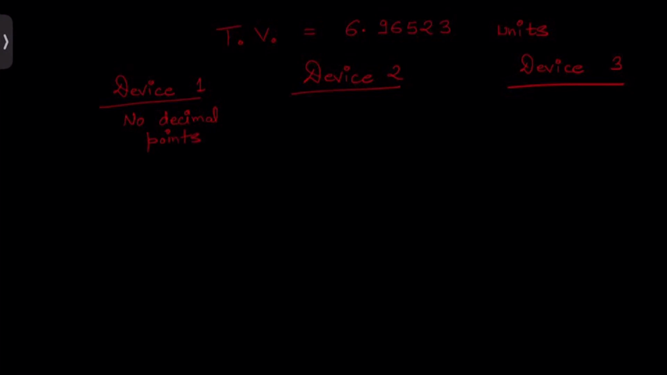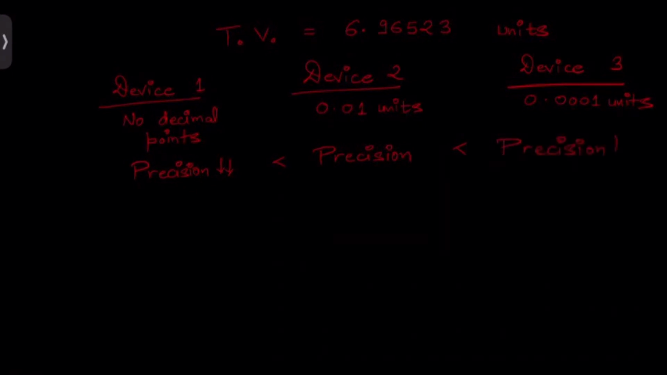Okay, let us say the resolution of the second device is 0.01 units, whatever be the units. And let's say the resolution of device 3 is 0.0001 units. Okay. So what we can understand first of all from this is that the precision of this is the lowest, then the precision of this is higher, and the precision of this is highest. Fine. So this is the first concept which we can understand after looking at the resolutions of all these different devices.